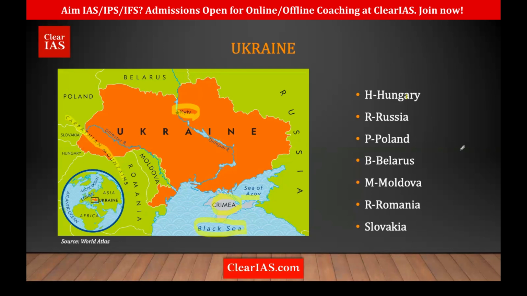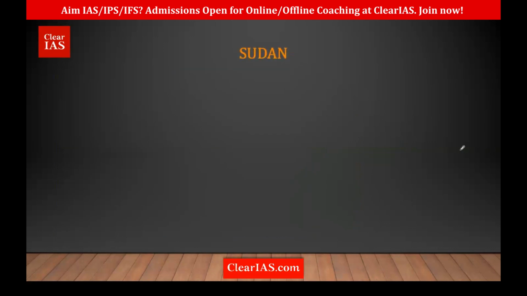You must also remember the Crimean Peninsula, which was actually part of Ukraine but is occupied by Russia now. Then we have the Black Sea and the Sea of Azov. Now let's move on to Sudan.